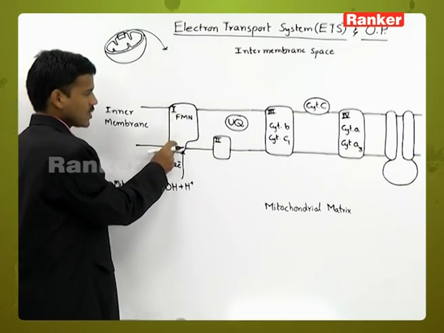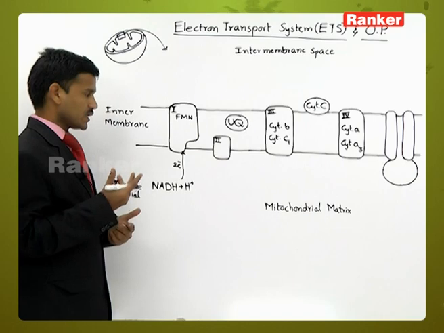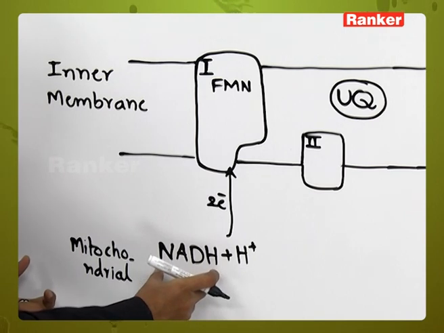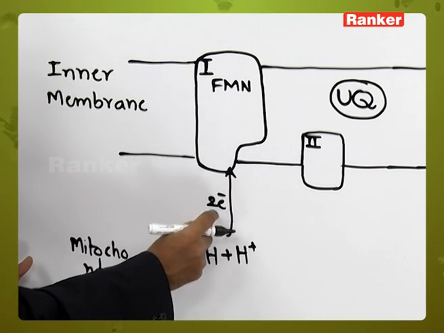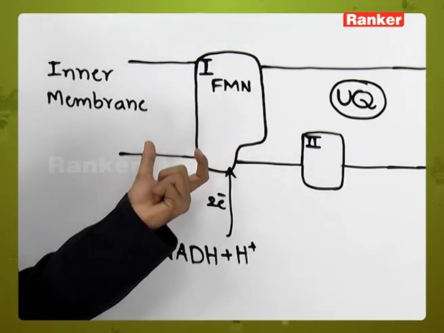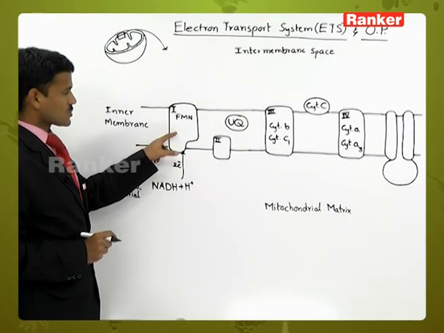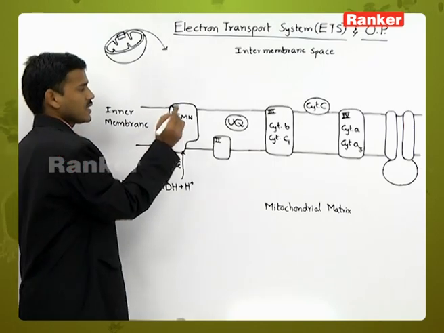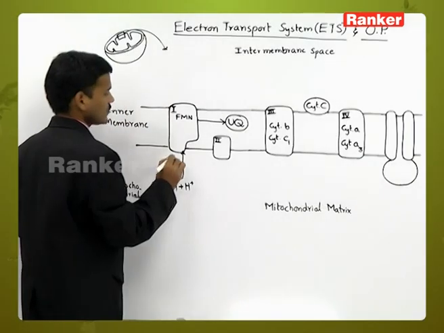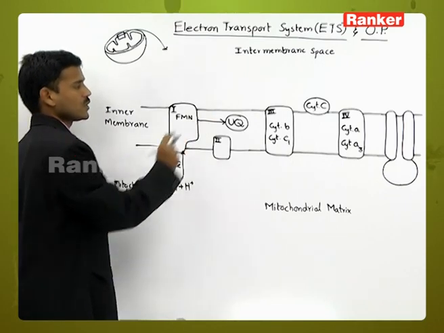In the presence of this enzyme complex, NADH is oxidized. When the mitochondrial NADH2 is oxidized, electrons are released. These electrons are given to the FMN, flavin mononucleotide. So the first complex takes electrons from NADH2. It is reduced, and this first complex gives electrons to ubiquinone. The electrons are moving from NADH2 to the first complex to ubiquinone.